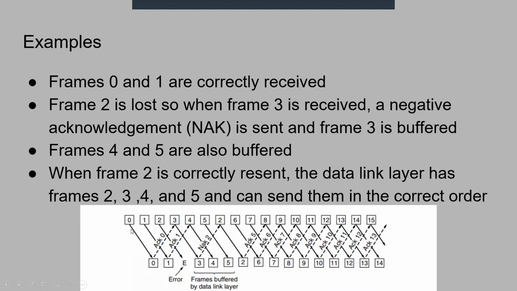This picture shows that, with frames 0 and 1 being correctly sent, but when frame 2 is sent, there's an error. So when frames 3, 4, and 5 are sent, they are buffered, and then when frame 2 is resent, it has 3, 4, and 5 and can resend them in the correct order.